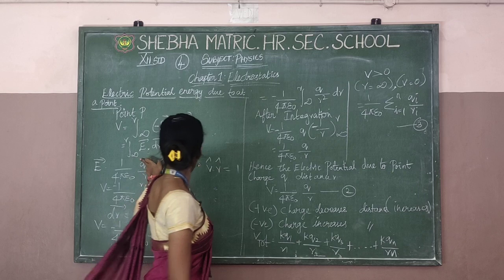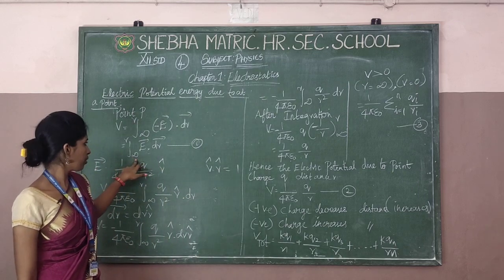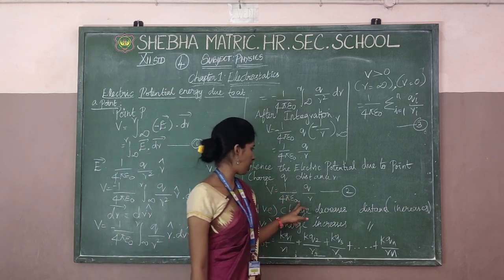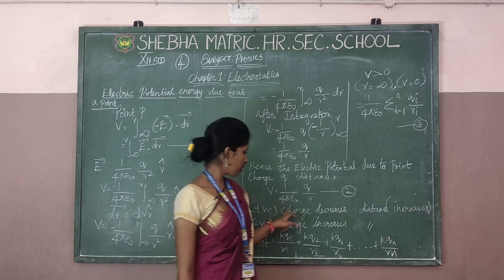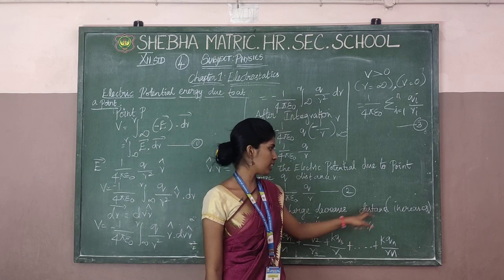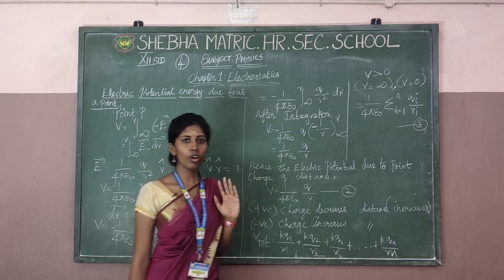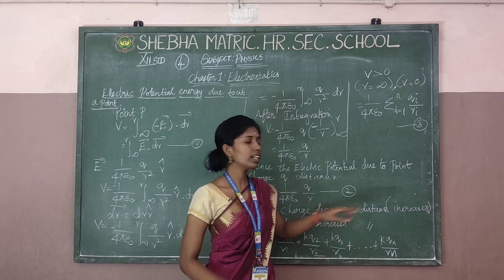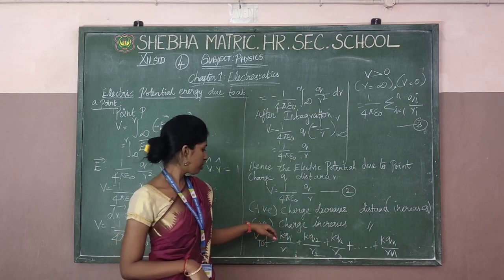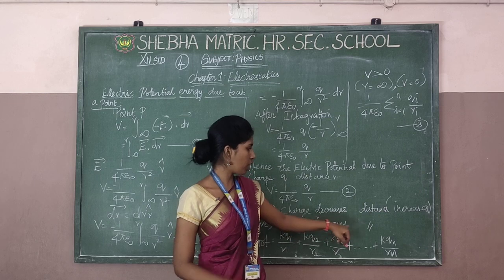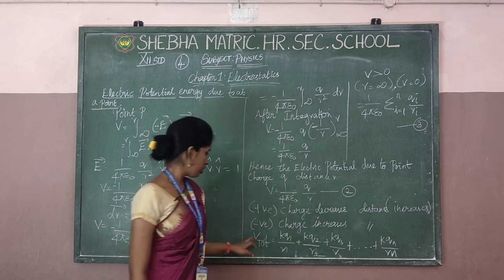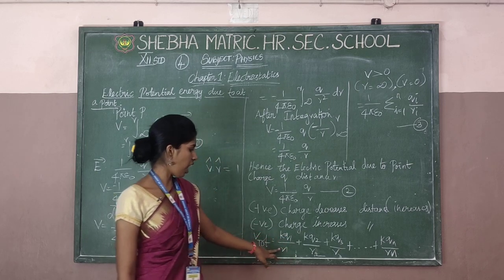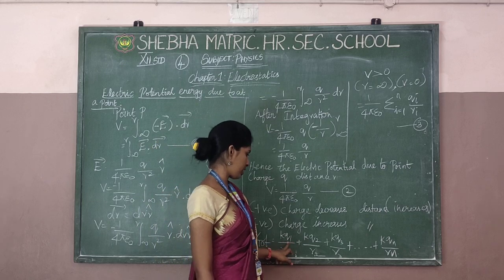So what did we see in equation 1? The integral from r to infinity of E vector dot dr vector. So V is equal to 1 by 4 pi epsilon naught Q by R. For a positive charge, the potential decreases as the distance increases. For a negative charge, the charge magnitude and the distance both increase. So the total V is K Q1 by R1, where R1 is the distance, K is a constant, and Q is the charge.